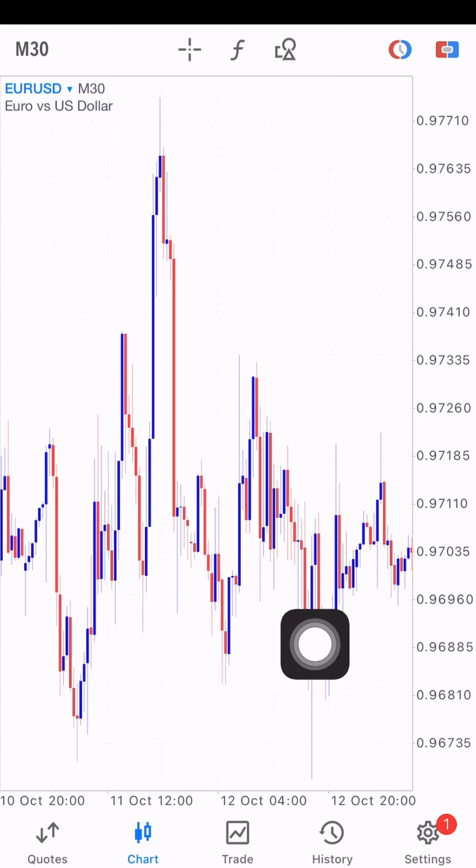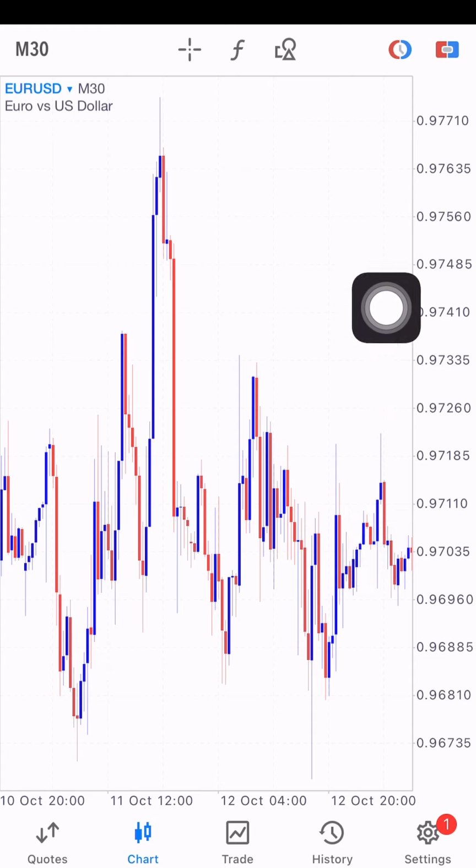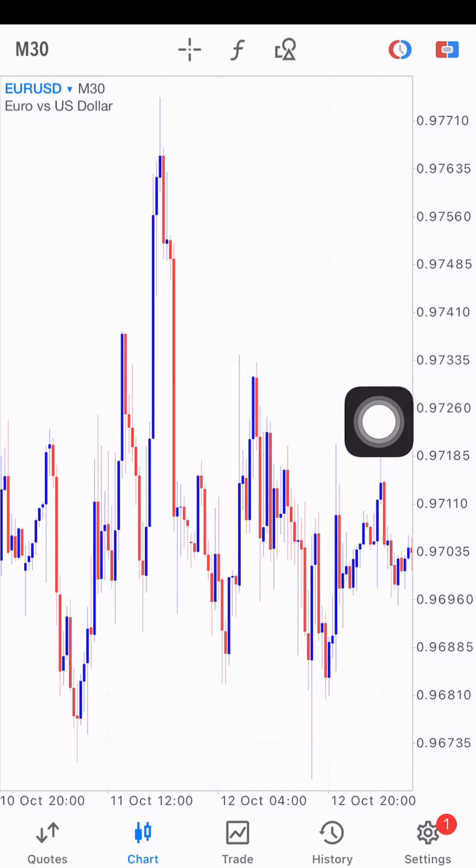You understand? And that's another type of market. The other one I said the other time, which is called the ranging market. As you can see, the market is not going upwards. It is not going downward. It is just going up, coming down, going up, coming down.